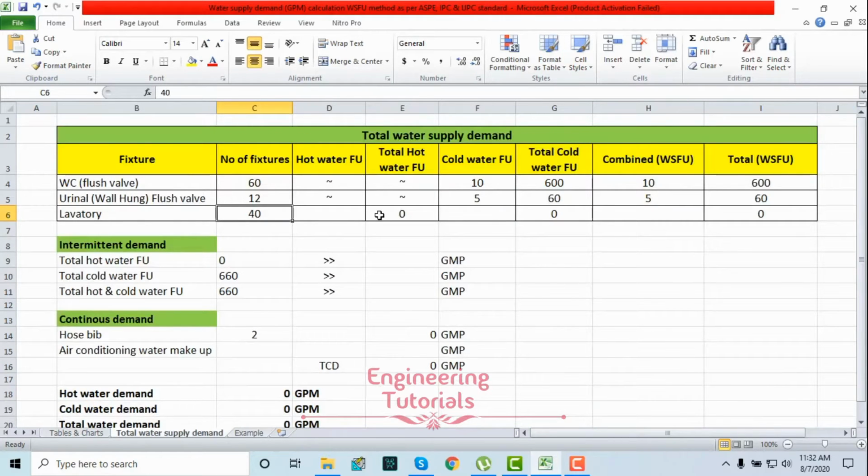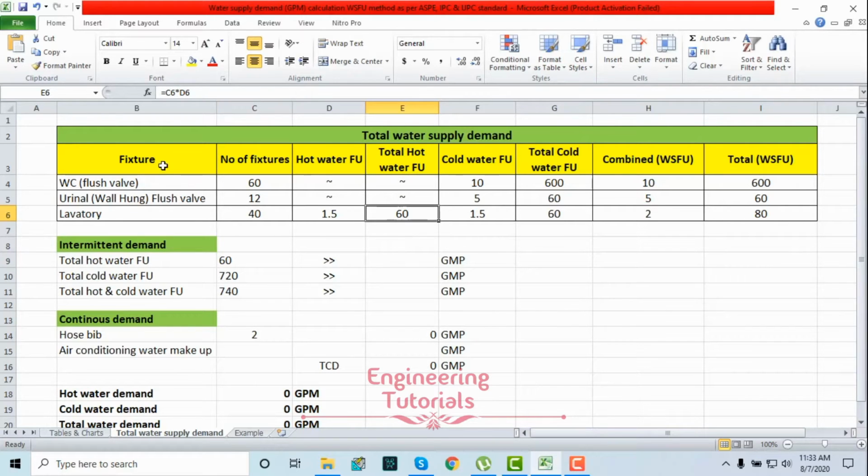So we can write hot water fixture units are 1.5, and cold water is also 1.5, and total 2. So simply you need to multiply this fixture unit with the number of fixtures, this fixture unit with the number of fixtures, and this fixture unit with the number of fixtures to get the total cold water fixture units, total water supply fixture units, and total hot water fixture units.